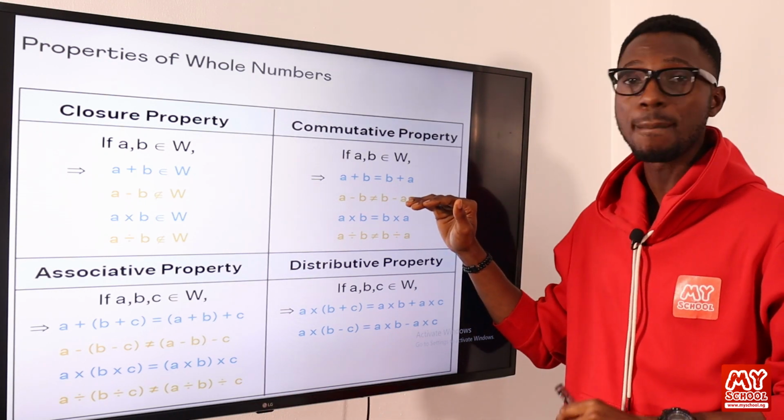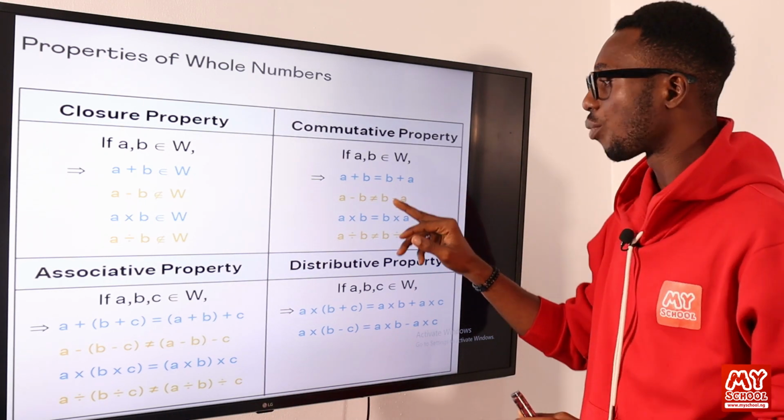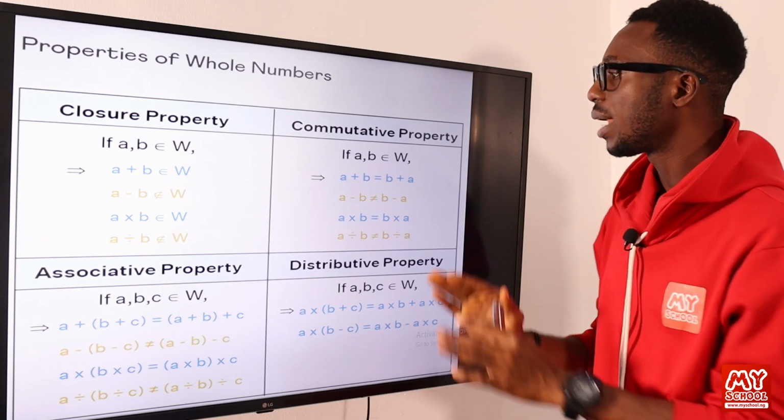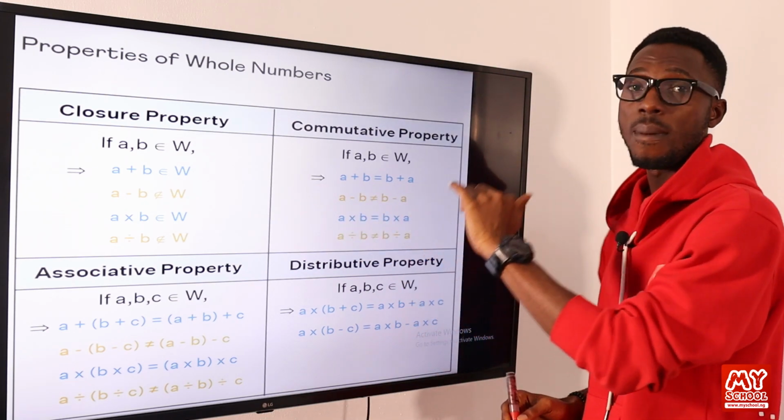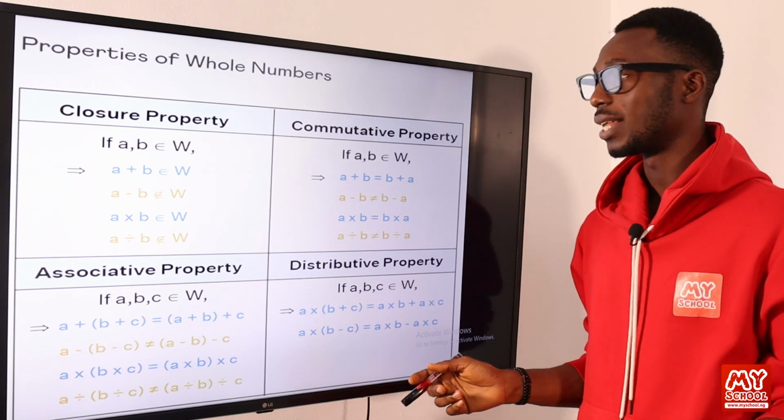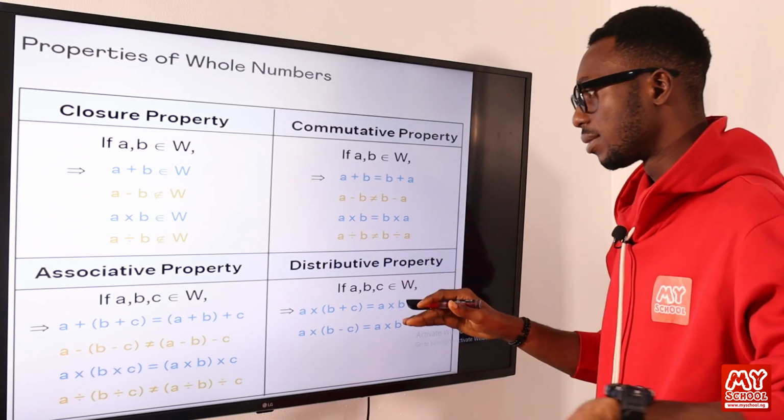So we have A minus B, you can see, is not equal to B minus A. Under the commutative property, if you look at this closely, 3 minus 4 is not the same thing as 4 minus 3. Do we see that now? So under commutative, subtraction is out.